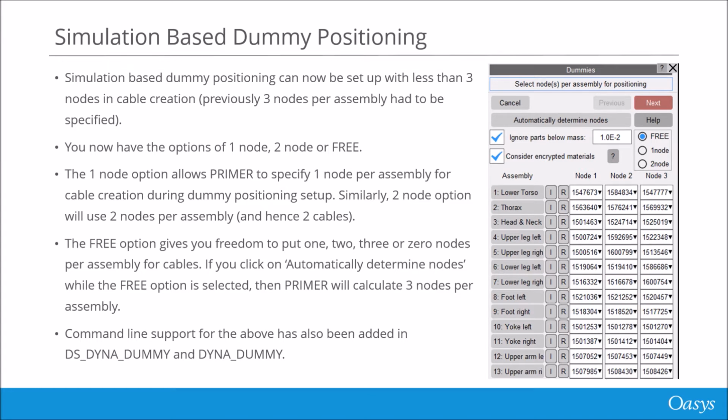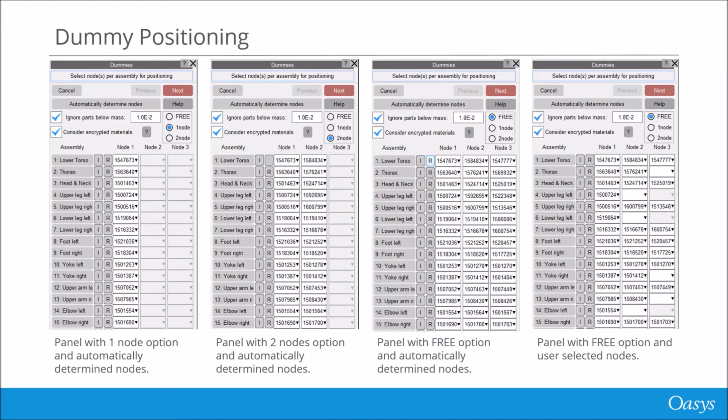Note as well that we have also added command line support for all of the above. So if you're using this as part of an automatic process, you can do it that way as well. You can see what this panel looks like in the various different configurations. On the left-hand side, we have 1 node specified per assembly, and the next one along, 2 nodes per assembly. The next one along, as it worked in version 16 and before, we have 3 nodes per assembly.